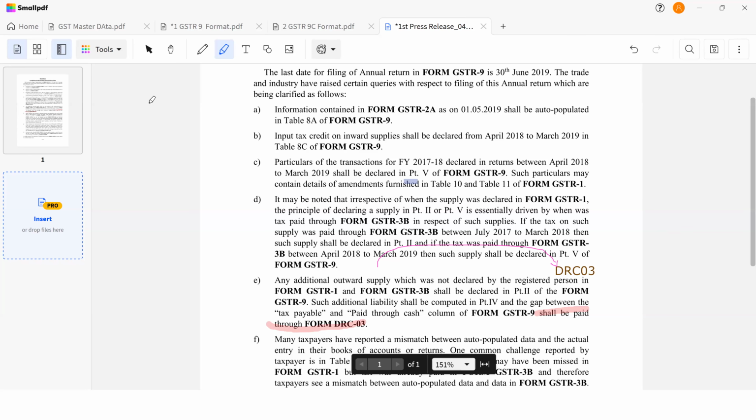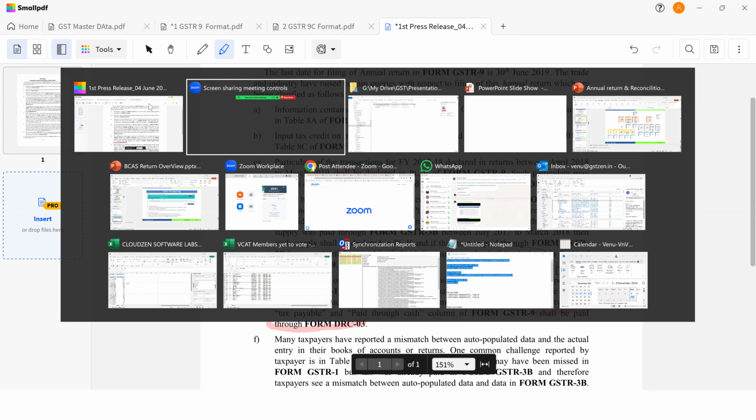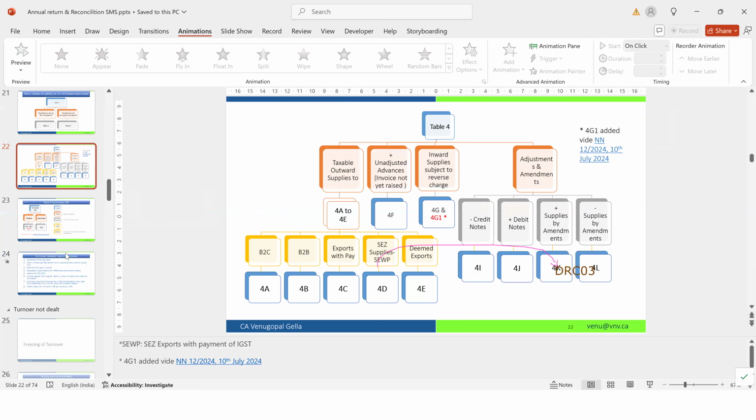Sir, I had one point. Usually, we used to complete the 9 and later pay through DRC03. That is where I am okay: whether you computed before filing 9, filed 9, and then paid DRC03. Eventually, DRC03 payment should be there for it to form part of your table 4. Yes, agreed, sir. If you don't have DRC03, it cannot be in table 4.